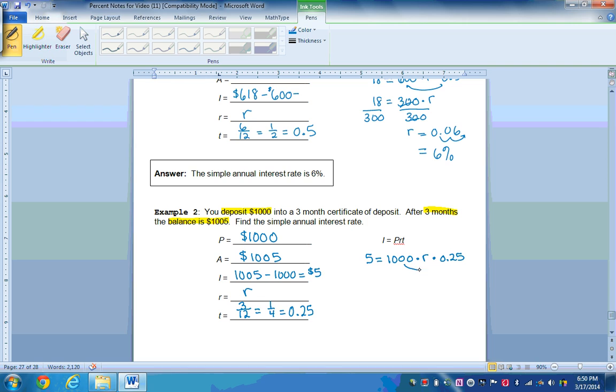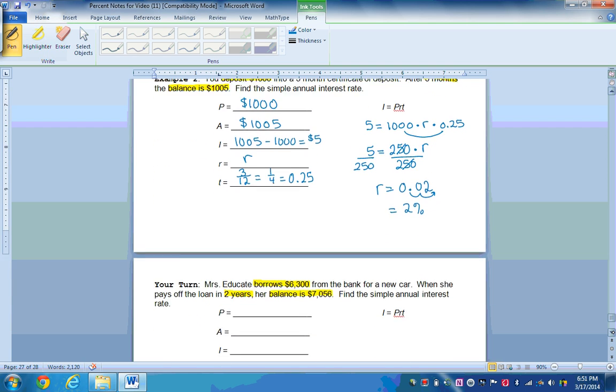So now we can go ahead and multiply these two numbers together here, and we end up with 5 equals 1,000 times 0.25. If you do that on your calculator, it comes out to be 250 times the rate. We're going to divide by 250 on both sides to solve for R. And we end up with R equals, those cancel out, 5 divided by 250 on your calculator should come out to 0.02. And when you multiply that by 100, that gives us an interest rate of 2%. So the simple annual interest rate is 2%.